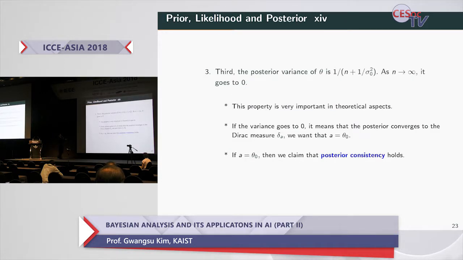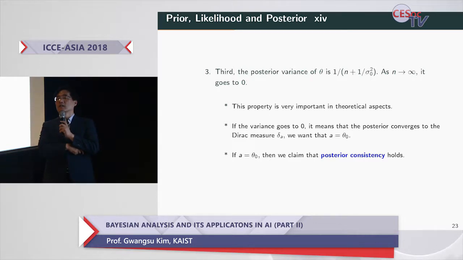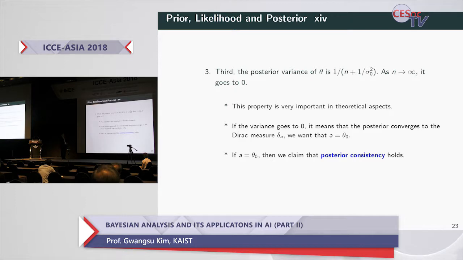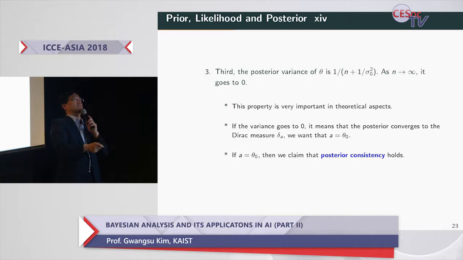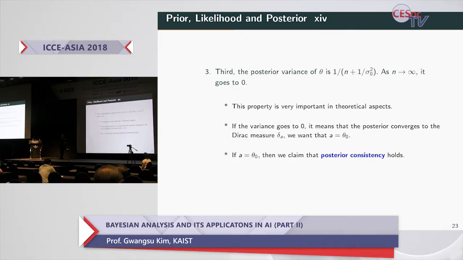And the third is that the posterior variance of theta is like this, and this goes to 0 as n goes to infinity. It has a very important implication in theoretical aspect because the distribution of the posterior converges to a certain Dirac measure. If the Dirac measure degenerating at A is the converged Dirac measure, then you want A equal to theta 0. Theta 0 is the data generating parameter. So if A is equal to theta 0, then you claim the posterior consistency holds. It means the posterior can work well.